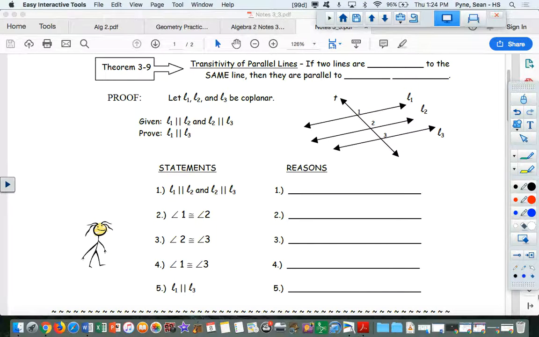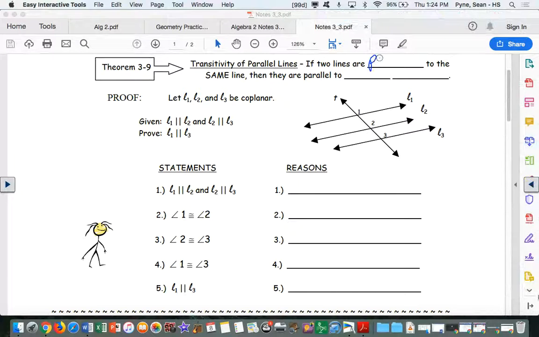The transitivity of parallel lines. If two lines are parallel to the same line, then they are parallel to each other. So I'm going to show you what that really means in the drawing, but we're going to do a proof to prove it, that it's true.